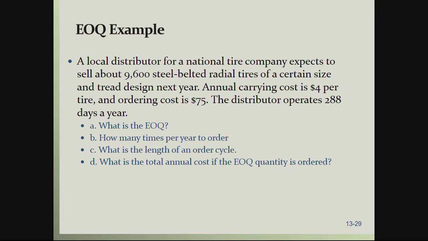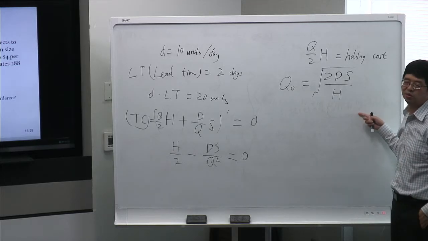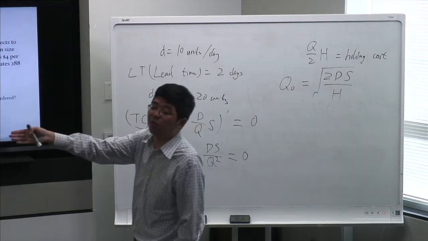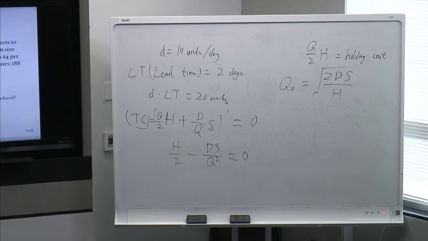A local distributor for a national tire company expects to sell about 9,600 steel-belted radial tires of a certain size and tread design next year. So, tell me, 9,600, which notation corresponds to this 9,600? D is the demand. Very good, Joseph. So this is annual demand, so we don't need to worry about converting daily or monthly to annual. This is already the annual demand, right?